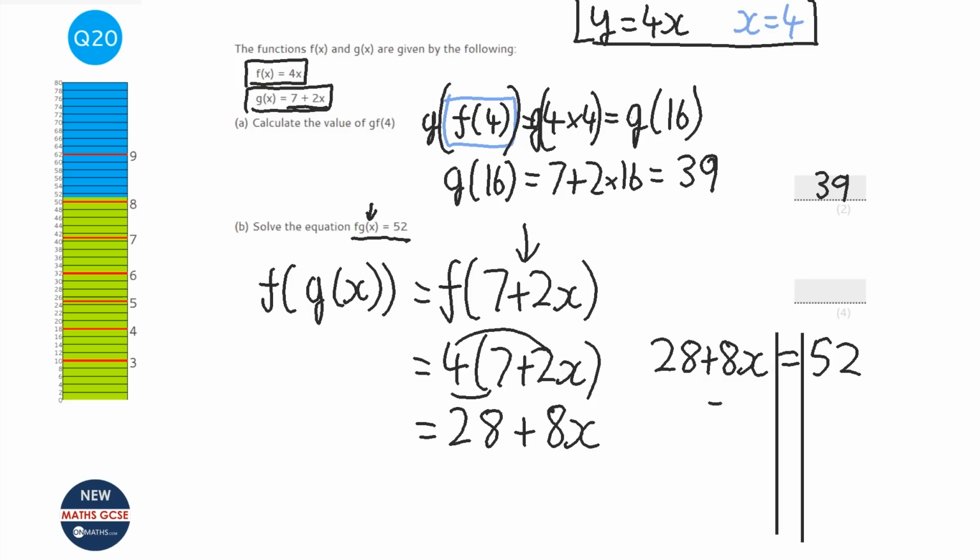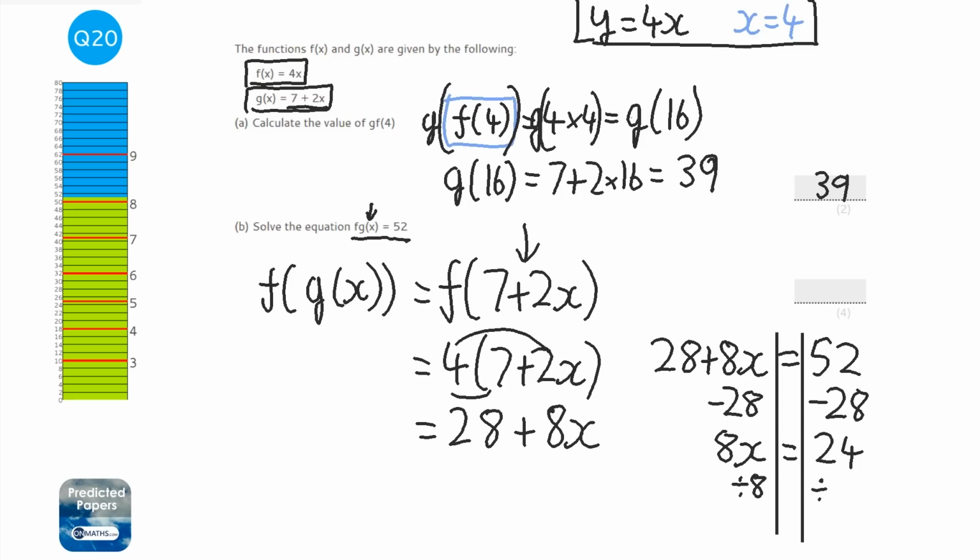So the first thing I can do is take away 28 both sides. And if it's on the calculator paper, you might as well use a calculator to double check your answer. If it's not on the calculator paper, I think most of you will be able to work that out. It's 24. And then we want to divide by 8. So we get x equals 3.